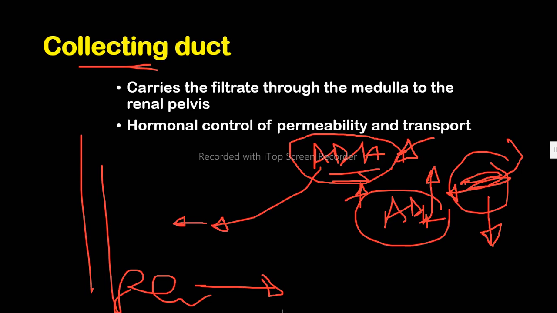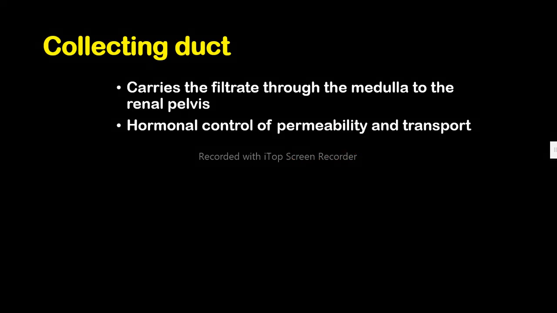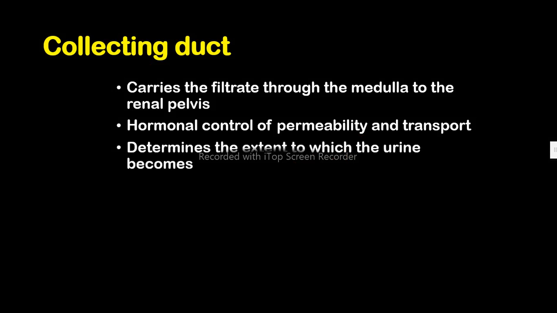And so depending on the need at that particular moment, whether you need to conserve water, or whether you don't need to conserve water, it will determine how permeable the collecting ducts are going to be. So the hormone determines the extent to which urine becomes concentrated.